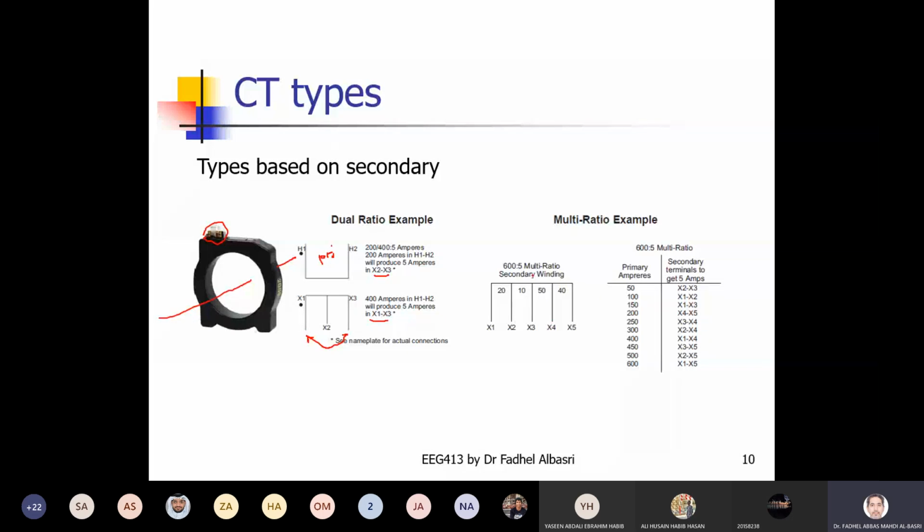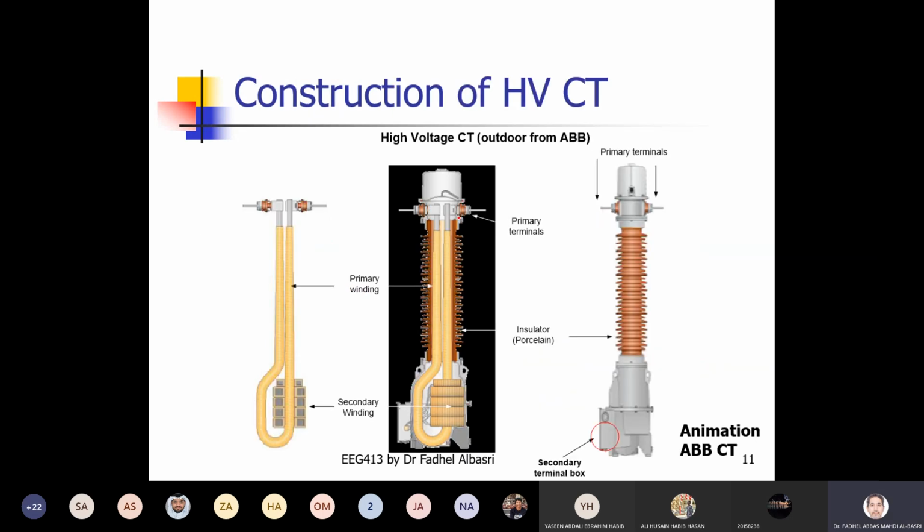Similarly, this CT has a multi-ratio. Depending on where you take the output, you can take 50 to 5 or 100 to 5, taking the output from here. Or if you want the output 600 to 5, you take the output from X1 and X5, as you can see. All right, so this is a multi-ratio CT.